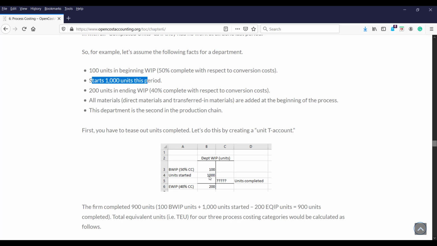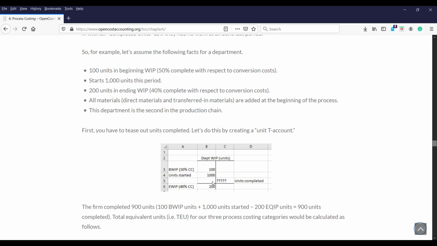We have, in my little units T account, I create a unit T account. That's the way I like to do this. We have 100 beginning WIP units, 50% complete with respect to conversion costs, 1,000 units that we started this period, and we know when we counted up the physical units at the end of the period that we had 200 of them, and we estimated they were 40% complete with respect to conversion costs. That 40% figure comes from right here.